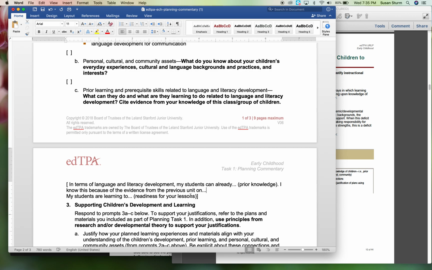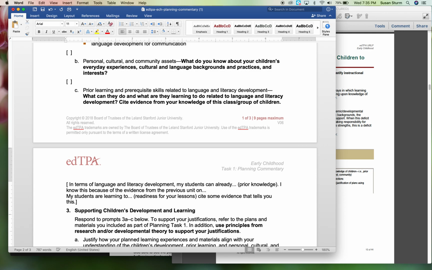And then my students are learning to, how do you know that they're ready for your lessons? Also here, cite some evidence that tells you this. And this is all related to their language and literacy development. How do you know that they're ready for your lessons? And you're going to connect this to their prior knowledge and what you see them currently able to do.